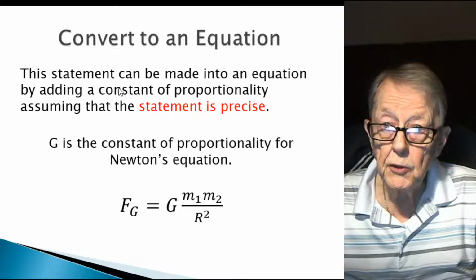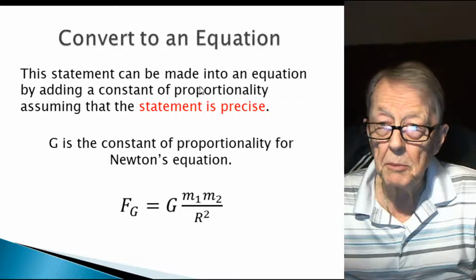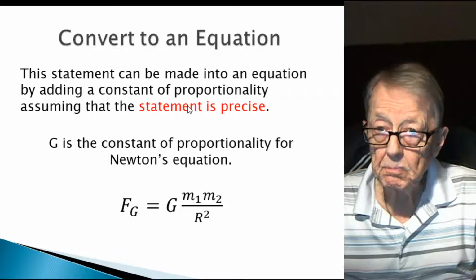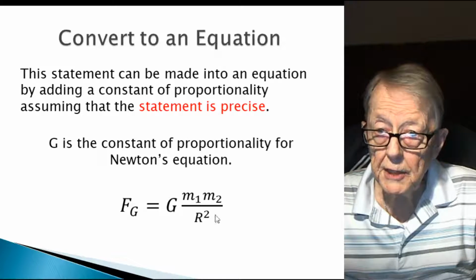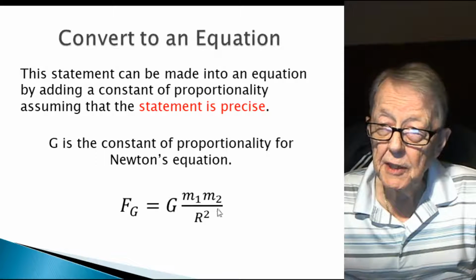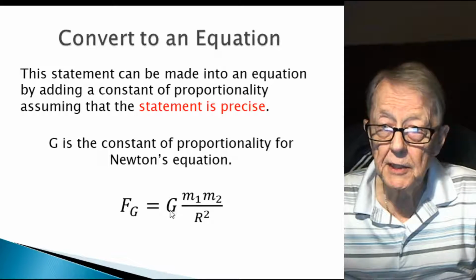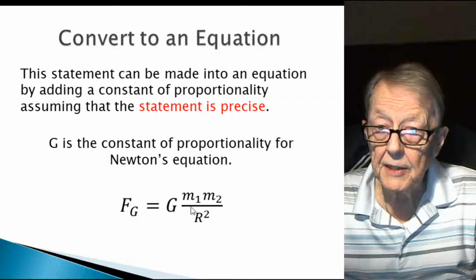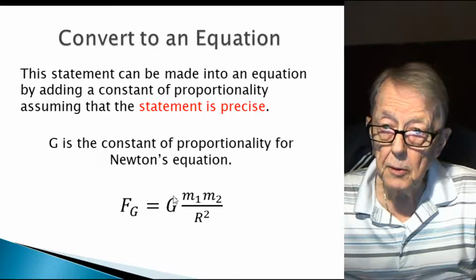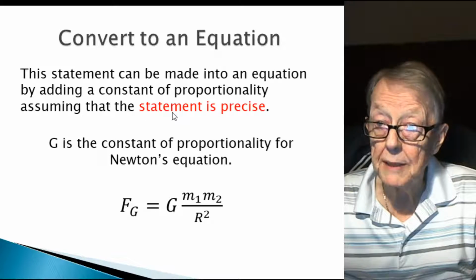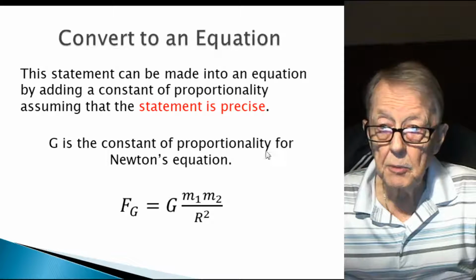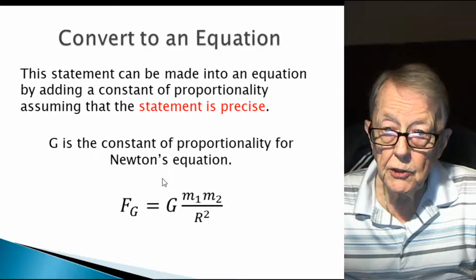That's a general term for this. It's done for many statements like this, assuming that the statement is precise. If the mass and distance statement isn't precise, then you need to modify it until it is, and then you add the constant of proportionality. So they're assuming that the statement is precise. And G is the constant of proportionality in Newton's equation.